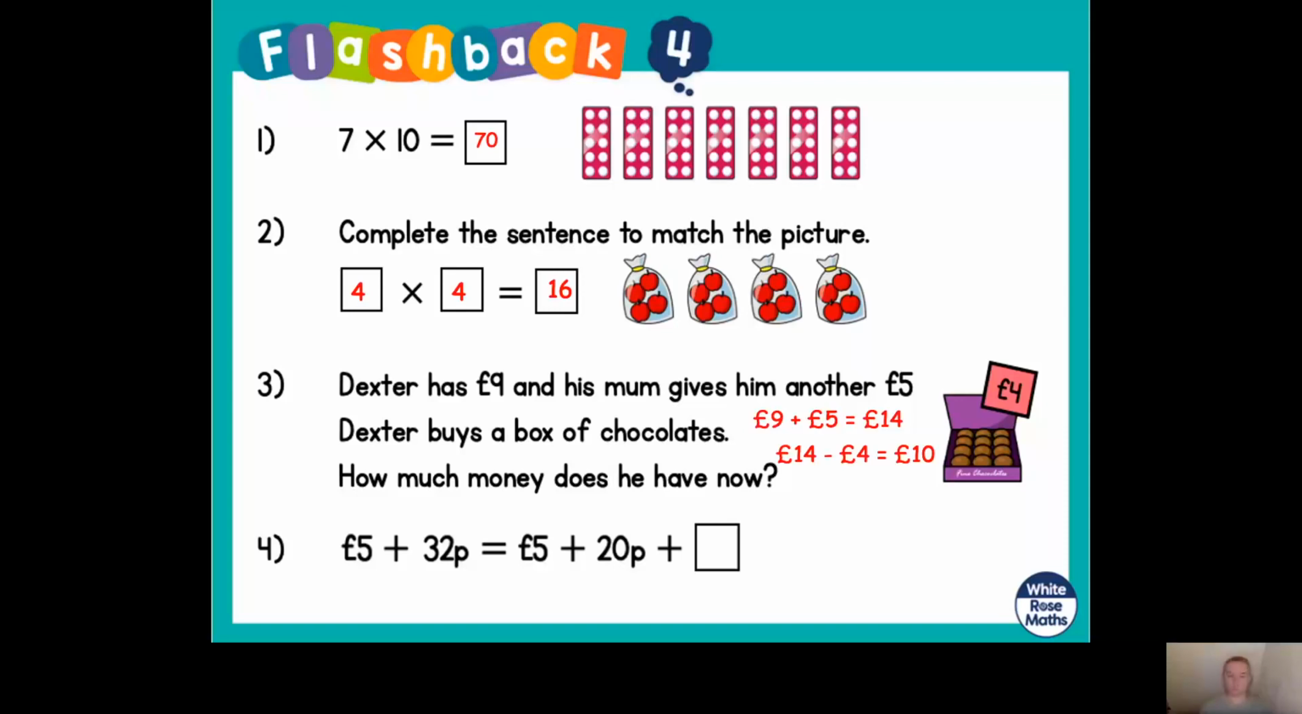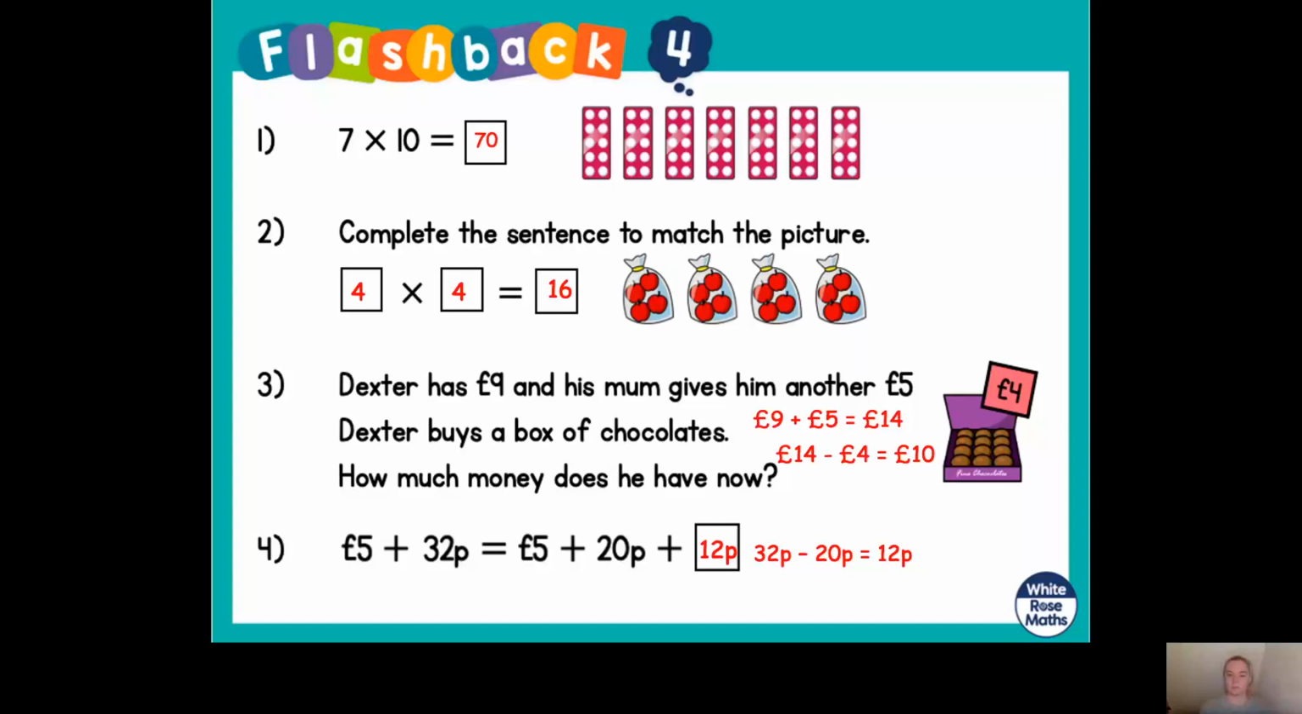So number 4, £5 plus 32 pence, which is £5 and 32 pence. And on the other side, we have £5 plus 20 pence, which gives us £5 and 20 pence. Now, we need to work out the missing amount. And to do that, we need to find the difference between 32 pence and 20 pence, okay? And that will give us a missing amount. So if we're finding the difference, we need to do a subtraction. So we need to do 32 pence subtract 20 pence equals 12 pence. Well done if you got that one.